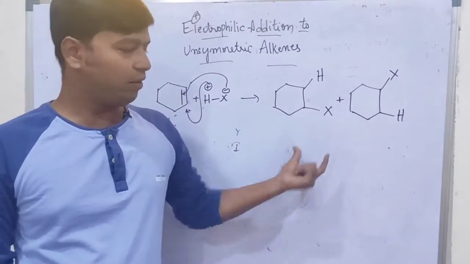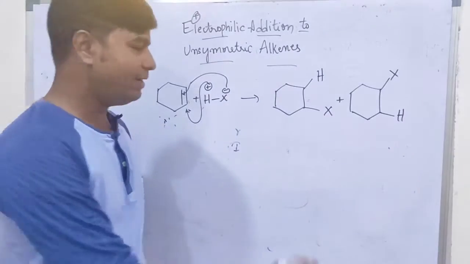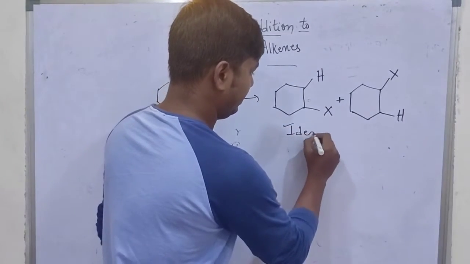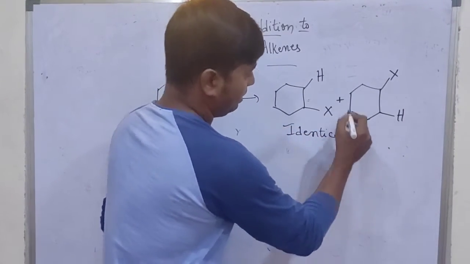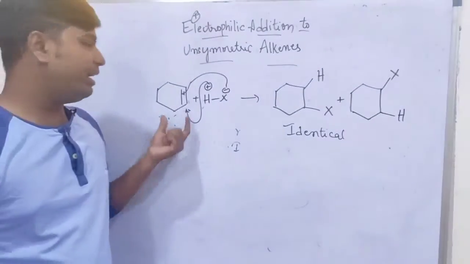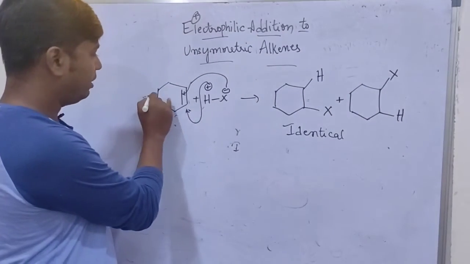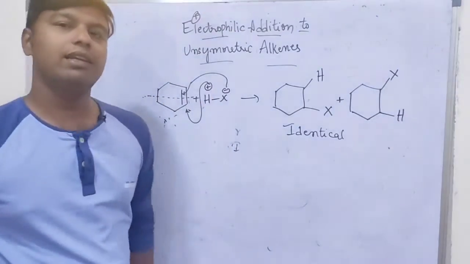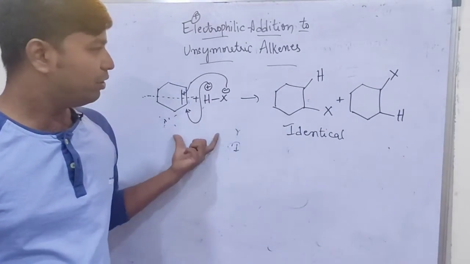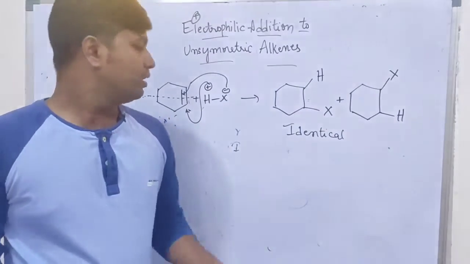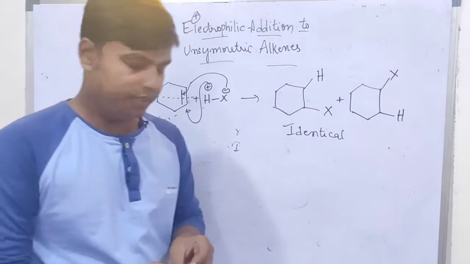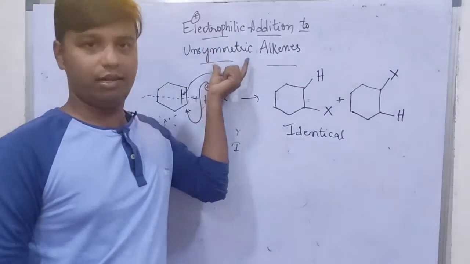But if you look carefully, these two are identical, right? Why? Because the alkene we have taken has symmetry. We can cut this molecule in half. It is a symmetrical molecule. So this is the case. What if a molecule does not contain symmetry? That is our topic, unsymmetrical alkene.